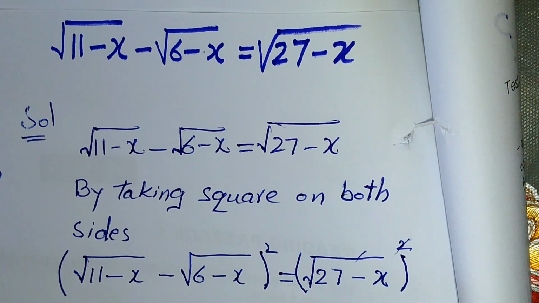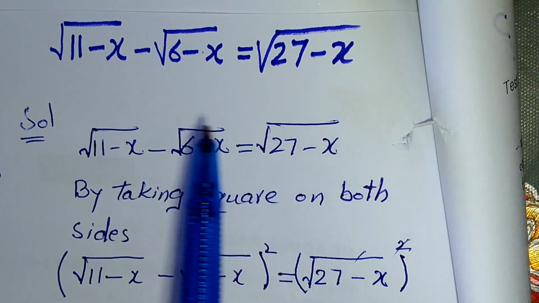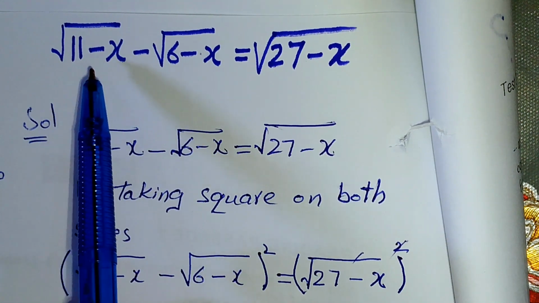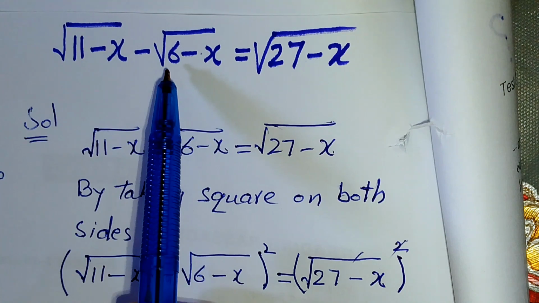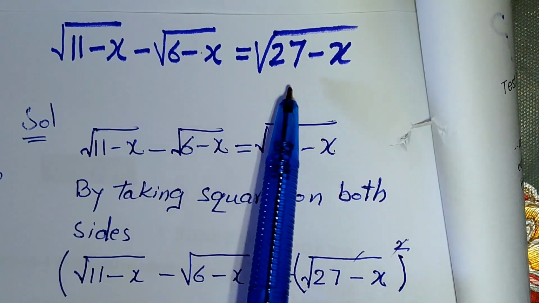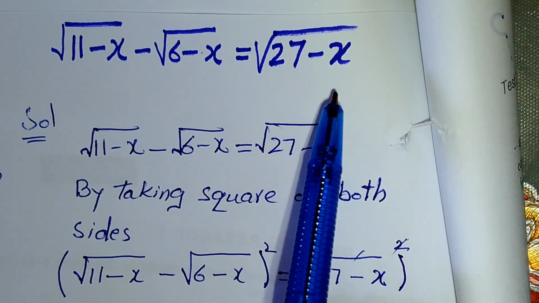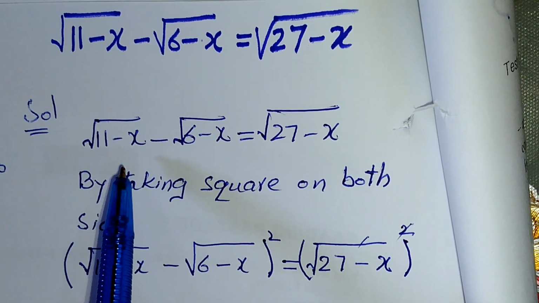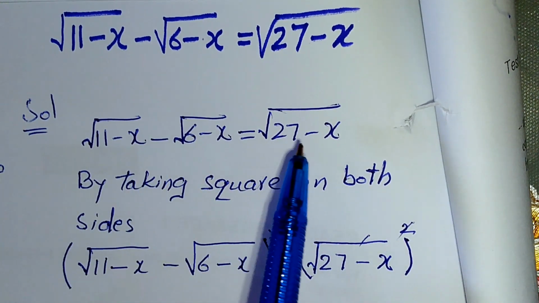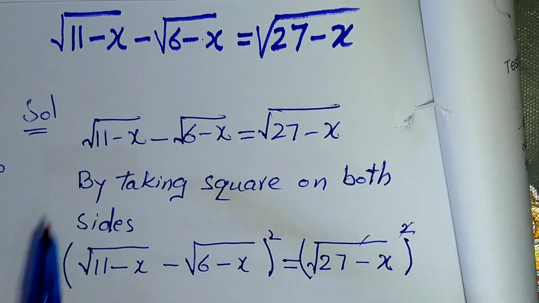Dear students, let's solve this question. Under root 11 minus x minus under root 6 minus x is equal to under root 27 minus x. Here we have to first remove these square roots.